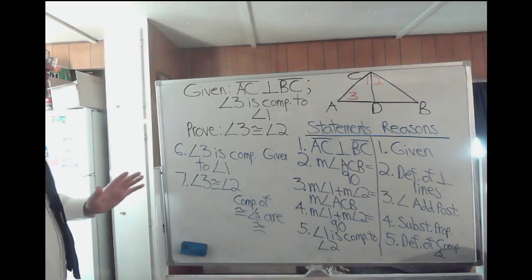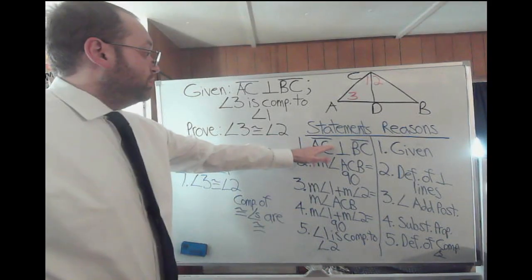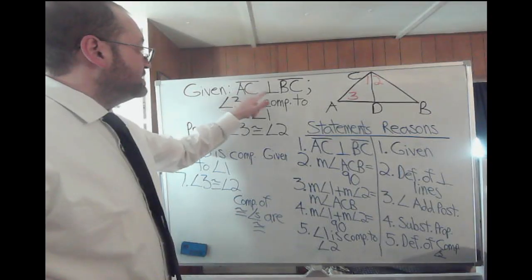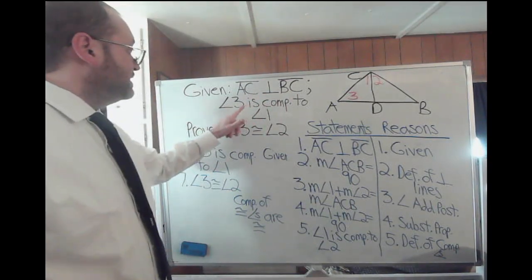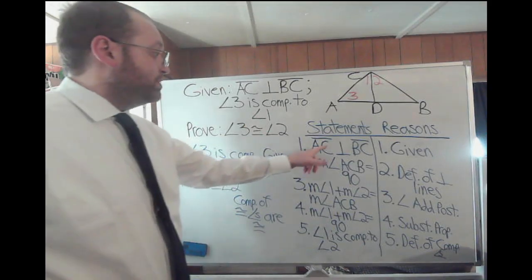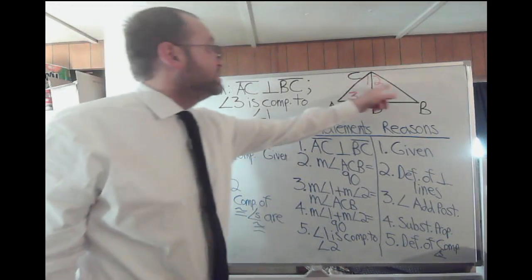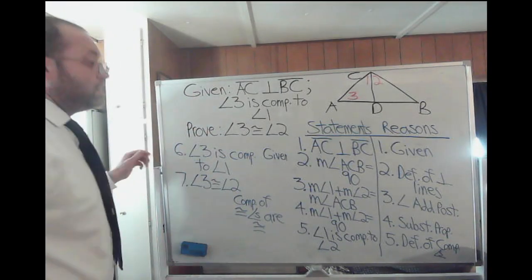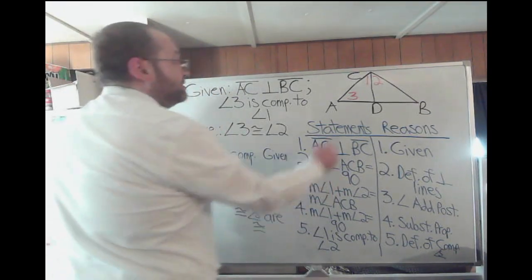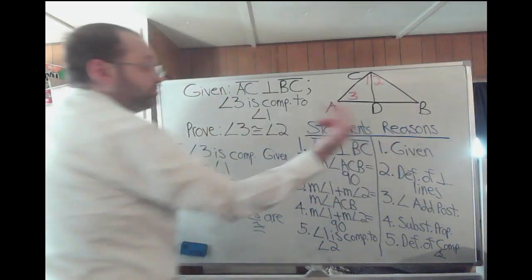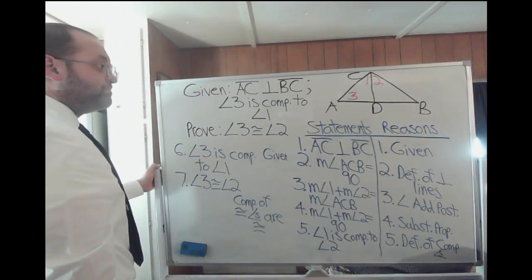Okay, so let's go over the proof here. We were given, let's start with our given, segment AC is perpendicular to segment BC. Angle 3 is complementary to angle 1. We start out with segment AC is perpendicular to segment BC by the given information. Which has to mean that the measure of angle ACB equals 90 degrees by the definition of perpendicular lines.